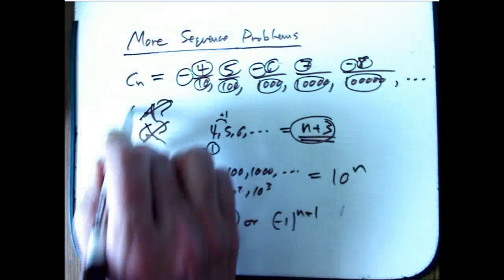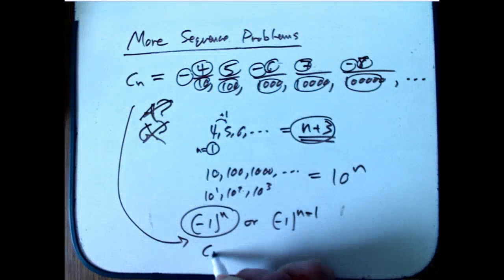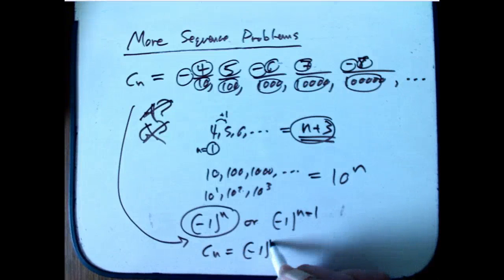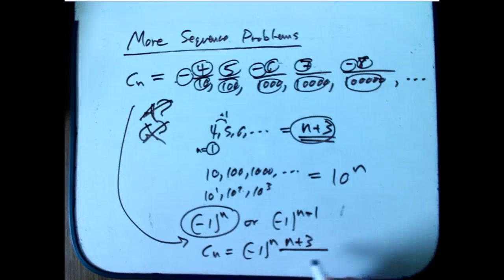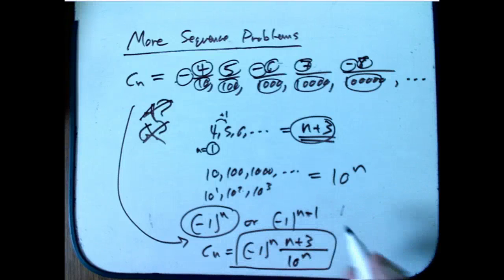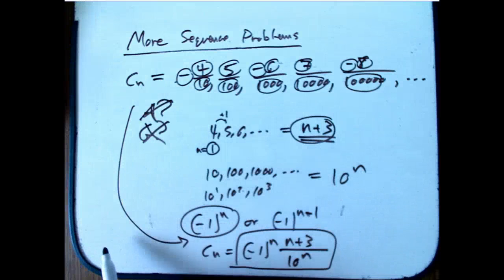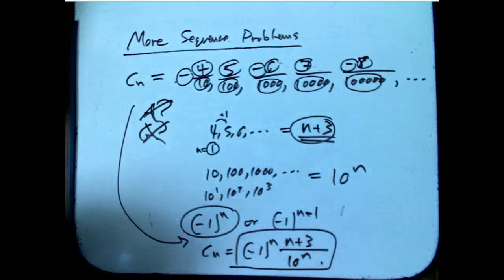Okay, so let's put it all together. See if I can fit it in here. Yeah. C sub n is minus 1 to the n. That nails the sign. And then on the numerator, n plus 3. And on the bottom, 10 to the n. Okay, so a bit of a more complicated formula, but put together out of pieces that are actually our two standard examples. Okay, and if you want to know more about summing these guys up, that's what's in another video.